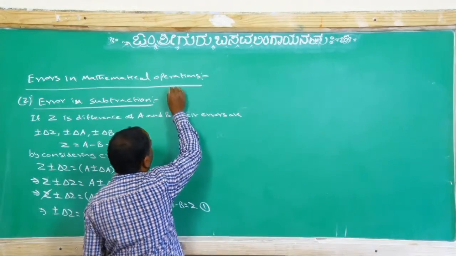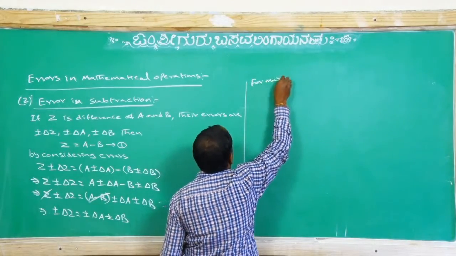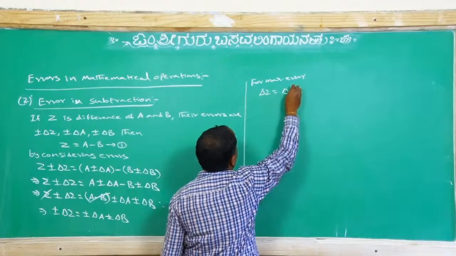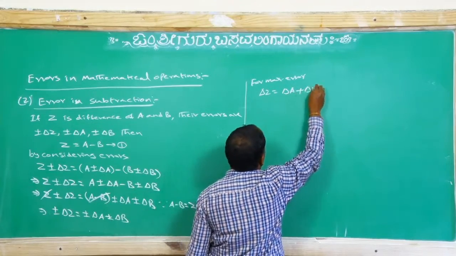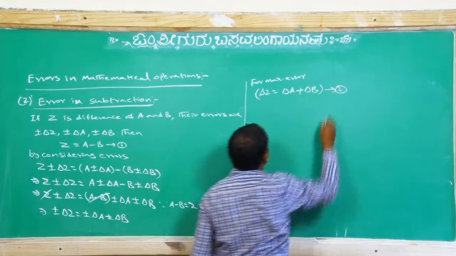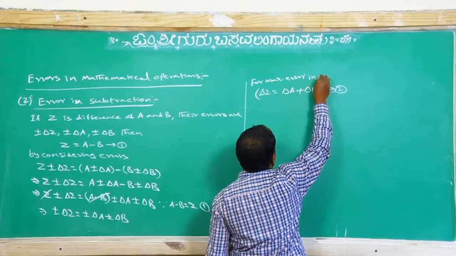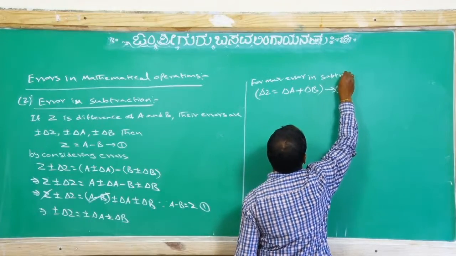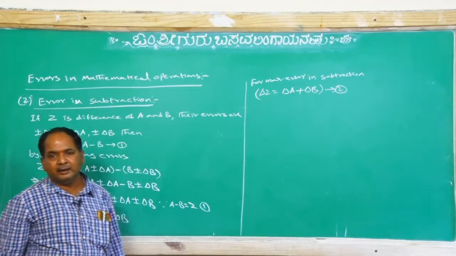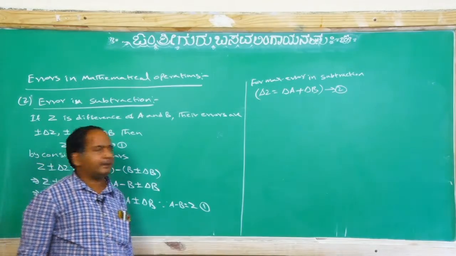After this, what is your conclusion? For maximum error, we consider plus only. So delta Z is equal to delta A plus delta B. This is equation 2, the maximum error in subtraction. If you observe earlier and this one, there is no difference between the maximum error in addition and subtraction. Both are the same: delta A plus delta B.